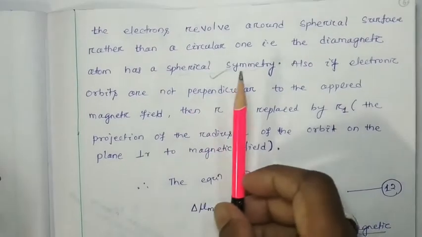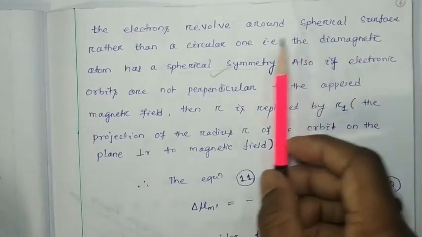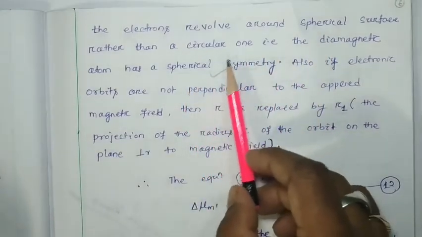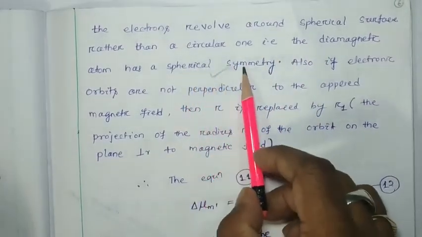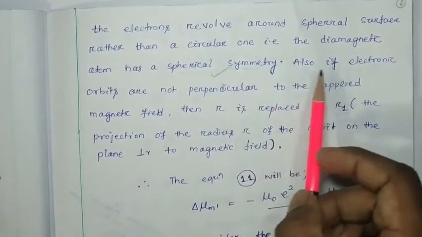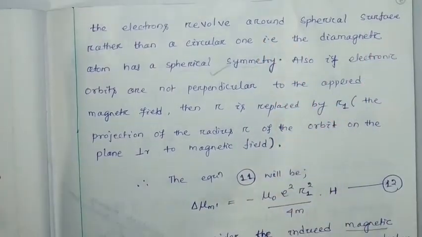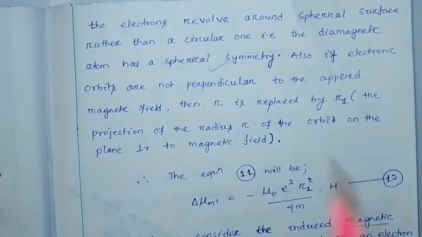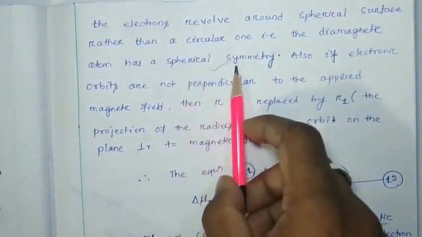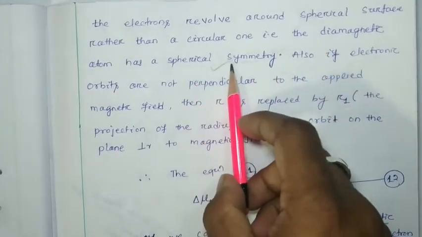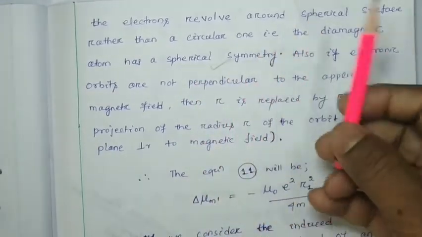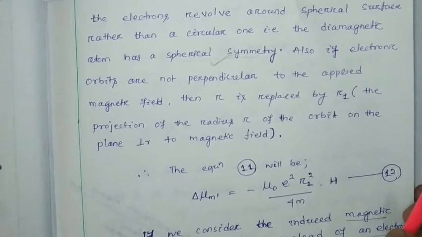So instead of 2D, we have to consider this is a 3D form and it is spherically symmetric. Because you just consider the nucleus will be here and this will be the surface around which the electron is revolving. So obviously it is spherically symmetric, and if it is spherically symmetric, then along the x-axis, y-axis, z-axis the value will be the same.